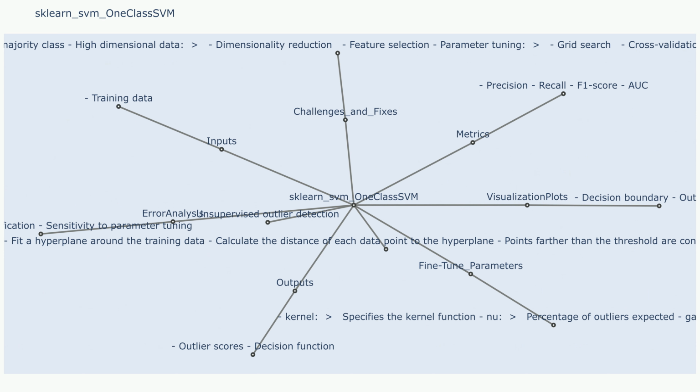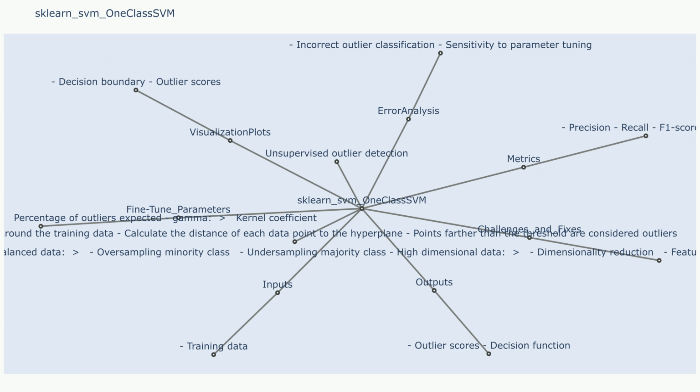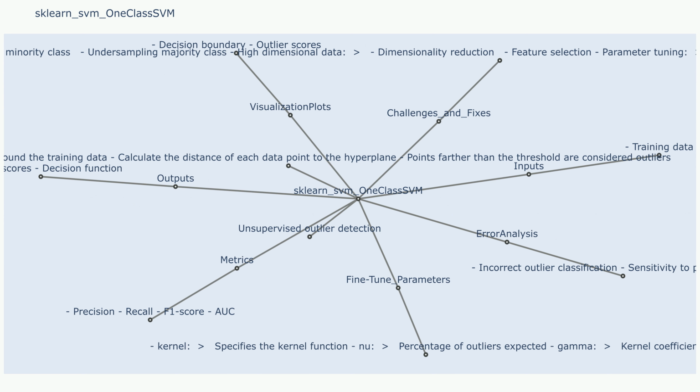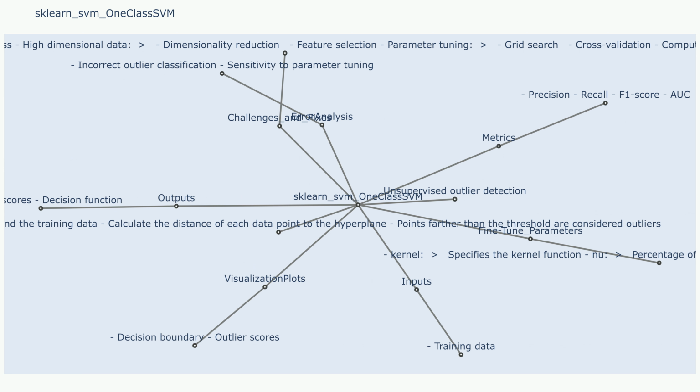Fine-tune parameters. Kernel: the type of kernel function used. Experiment with different kernels to find the best fit for your data. Nu: the fraction of training data points expected to be anomalies. Higher values lead to a more relaxed boundary. Gamma: the kernel coefficient. Higher values indicate more complex decision boundaries. Uncertainty methods. Confidence score: the distance of a data point from the learned boundary can be used as a measure of confidence in its classification. Higher scores indicate higher confidence.